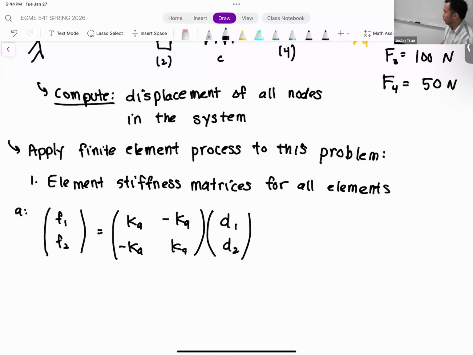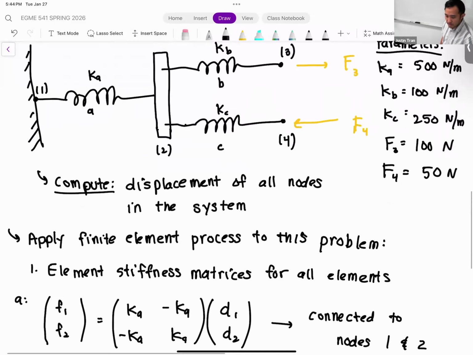Remember, for these element stiffness matrices, it's not only important to write out the numerical values of the matrix itself. You also need to specify which nodes this element is connected to. And so by this matrix here, we can see that we indicated that element A is connected to nodes 1 and 2. And if we go back to the problem figure, we can see that that is actually true.